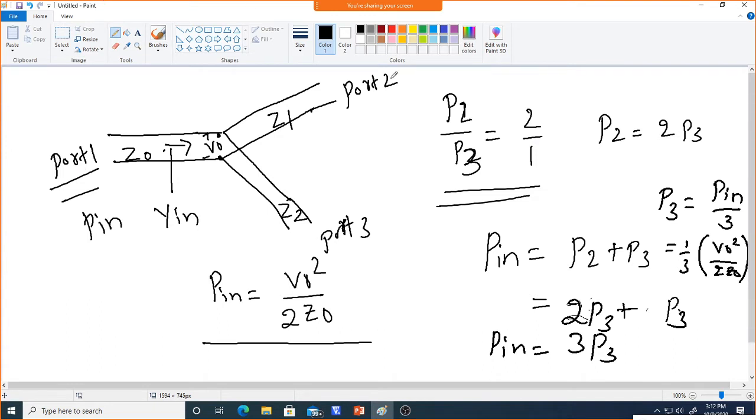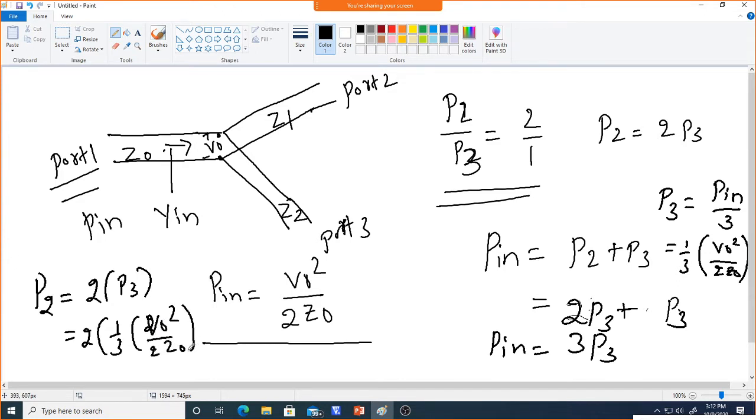So now what is P2? P2 equal to 2 times P3. We know the P3 value, which is 1 over 3 into V naught square by 2 Z naught. Now the 2 will cancel, so this will be equal to 1 over 3 into V naught square by Z naught. So that is your P2. Now P2 and P3 we have calculated.